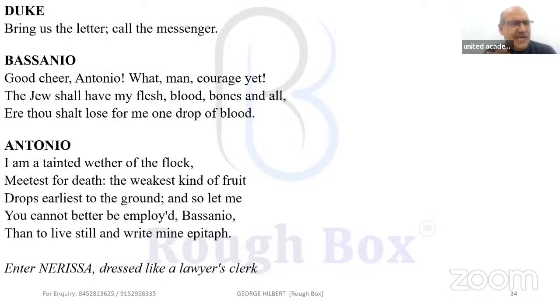And the Duke is happy to know that and says, bring us the letter. Bring the note. Call the messenger in. Okay, any idea who the messenger is?